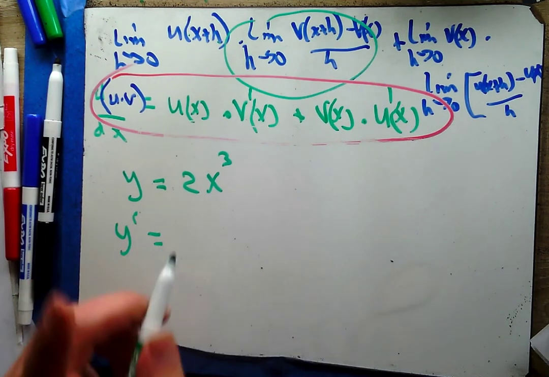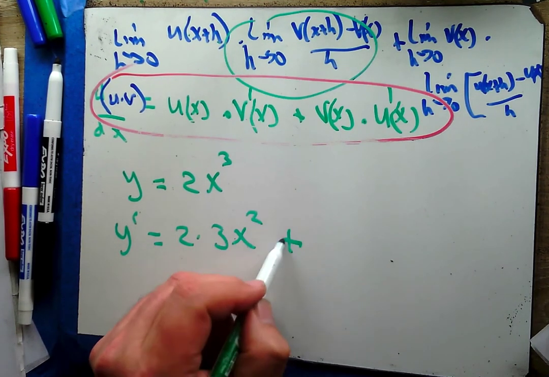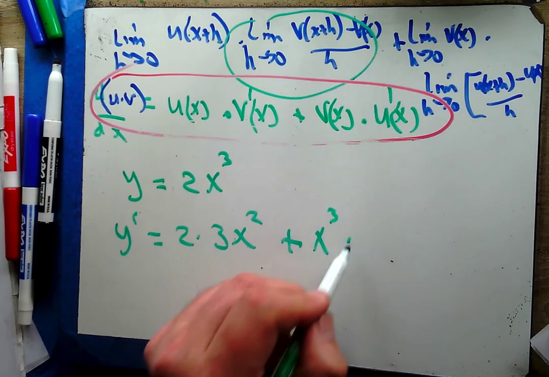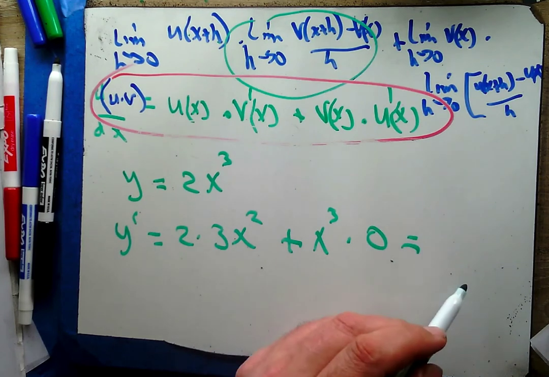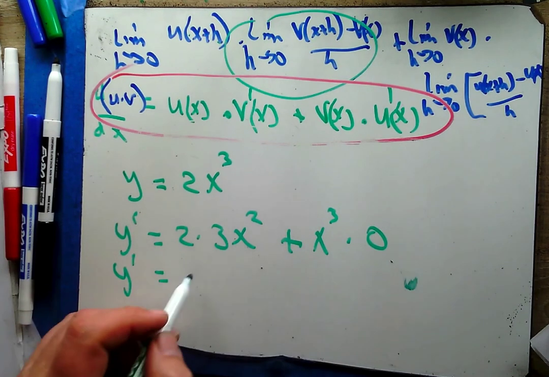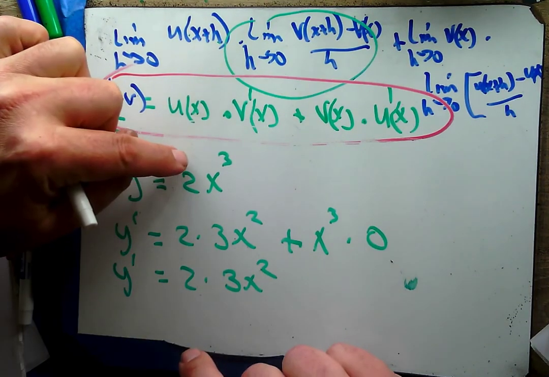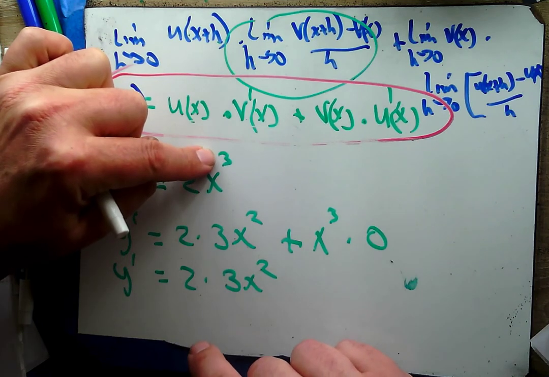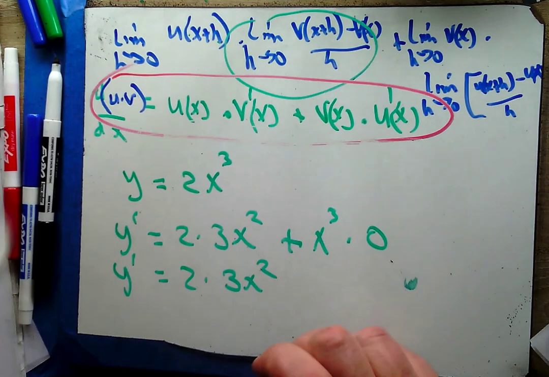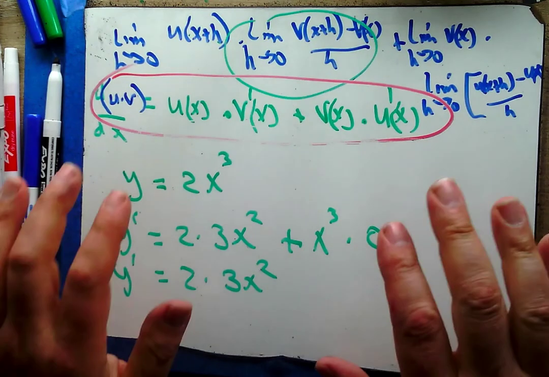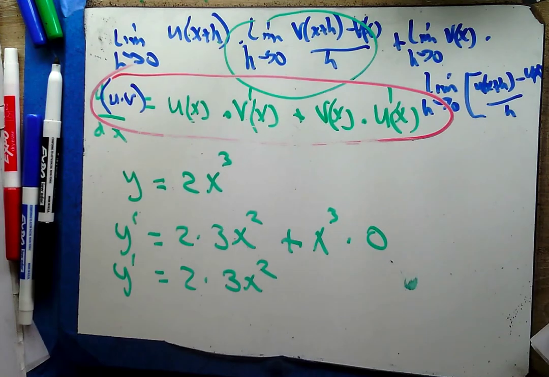Yes, you can use the product rule here. 2 times the derivative of that is 3x squared, plus x to the third times what's the derivative of the constant? Always 0. So what are we left with? We're left with y prime is simply 2 times 3x squared. The derivative of a constant multiple of a function is going to be that constant times the derivative of the function. Now, I really strongly recommend that you don't think about this as product rule for 2 reasons.